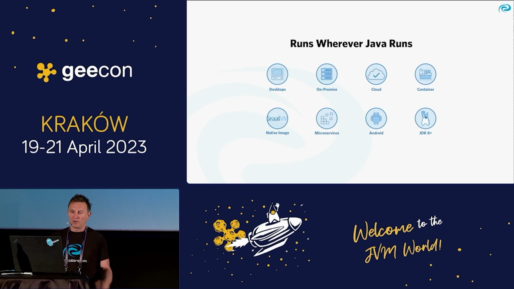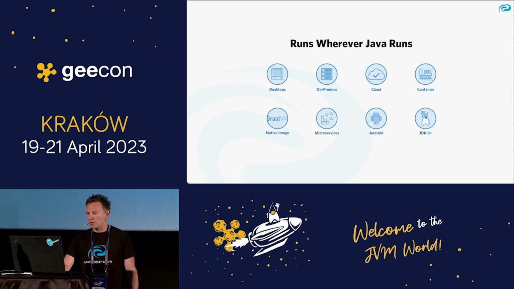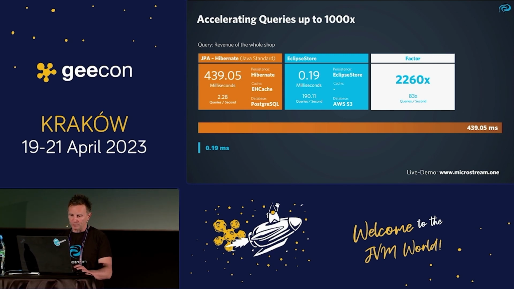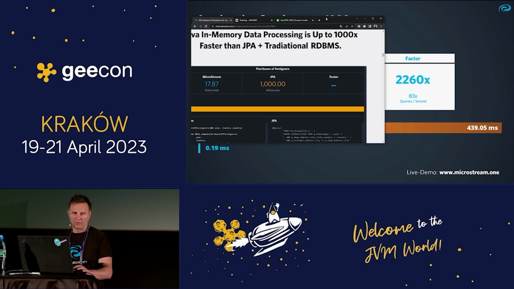EclipseStore runs wherever Java runs. The only requirement is Java version 8. About the performance, this is really incredible. It's because we search the object graph in memory, so we can expect that execution time is very fast.